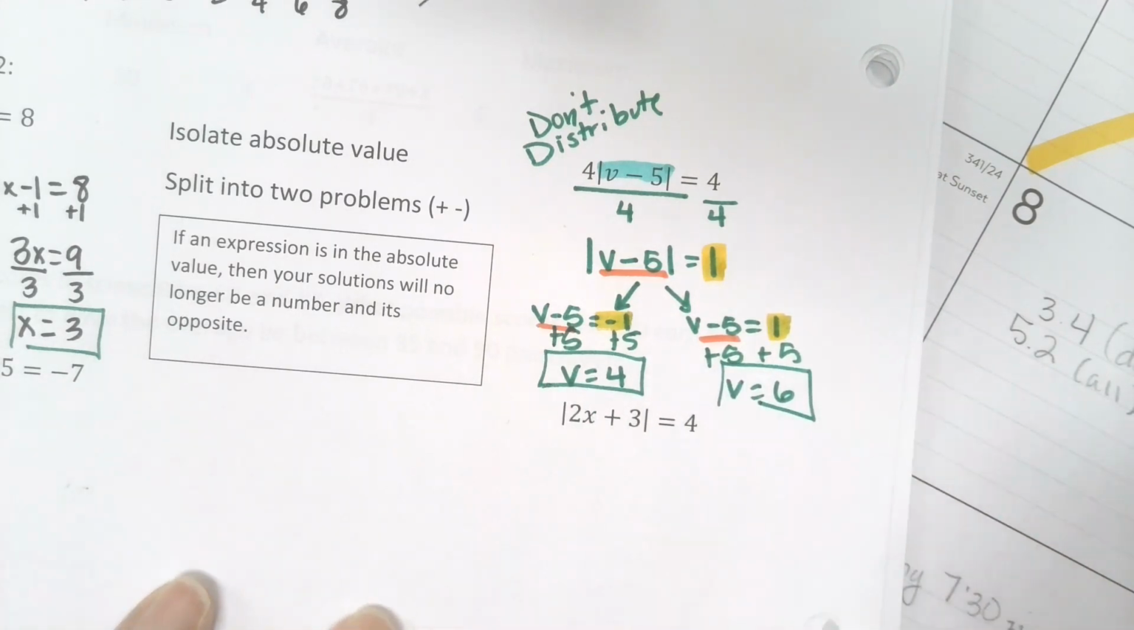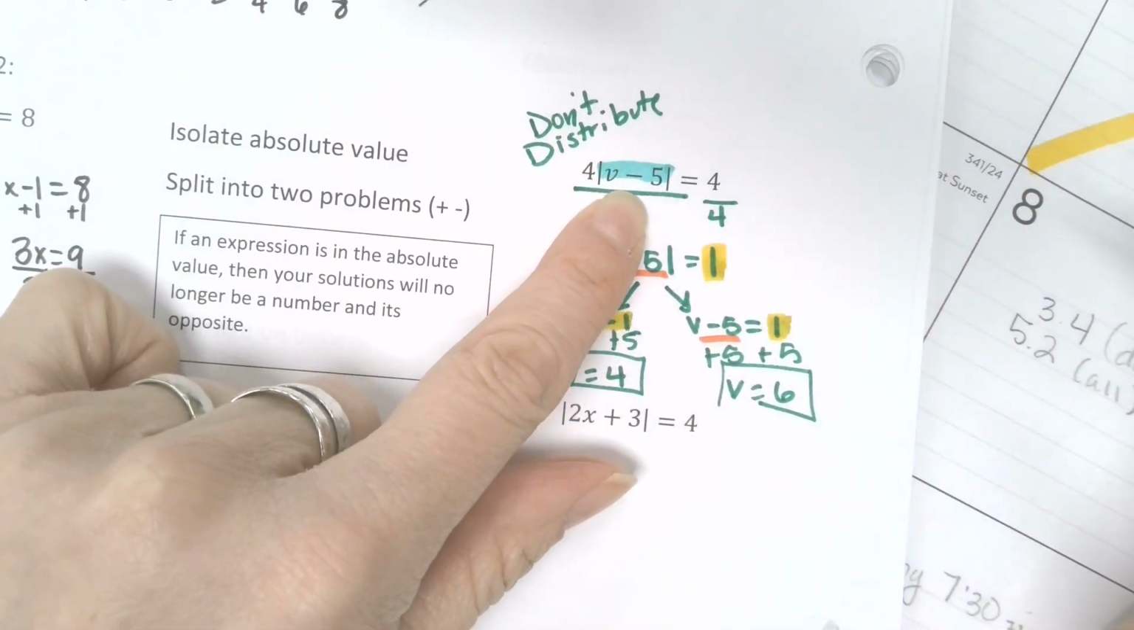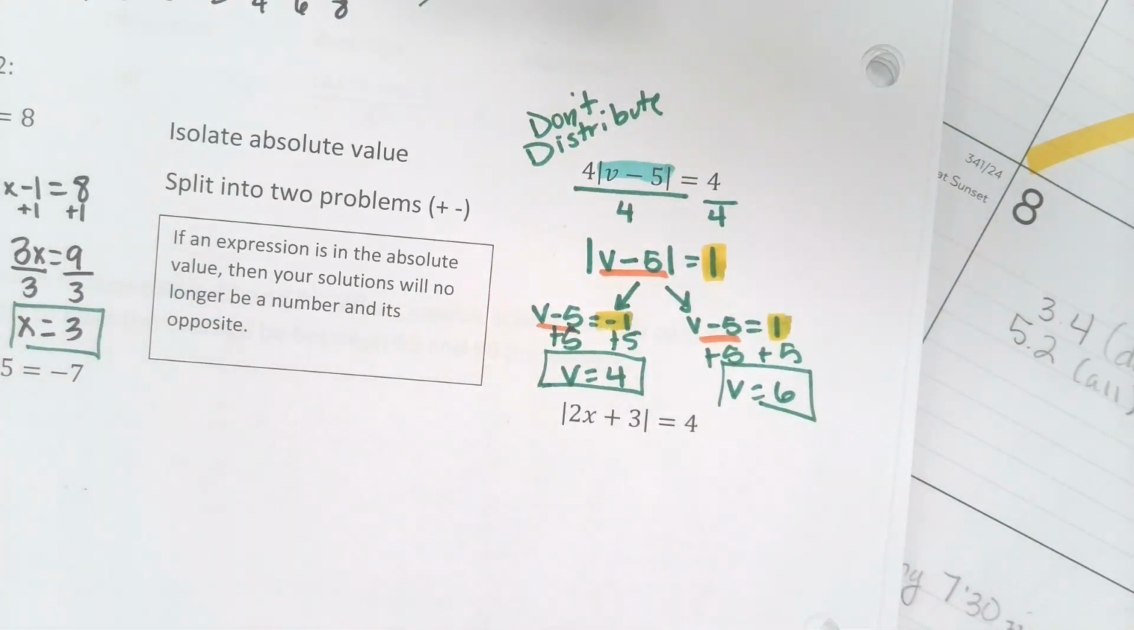And I could check it if I want, so I could take that 6 and put it up here and say, is it true that 6 minus 5, which is 1, 4 times the absolute value of 1 really does equal 4? You can check that math and just see if it works.